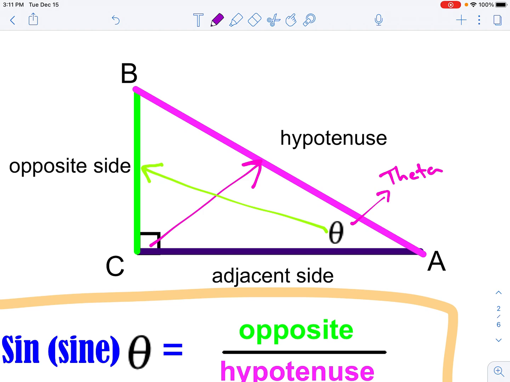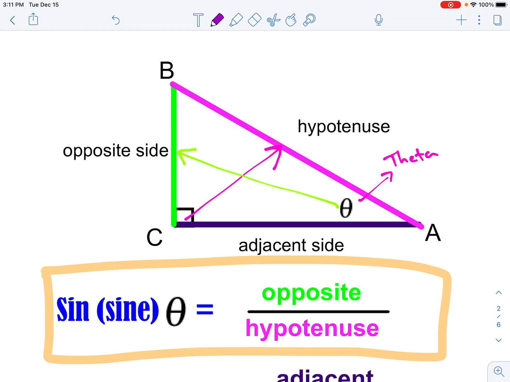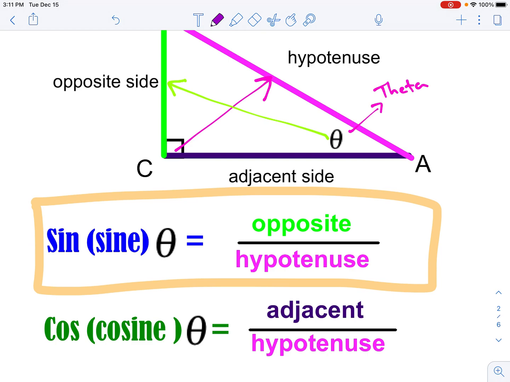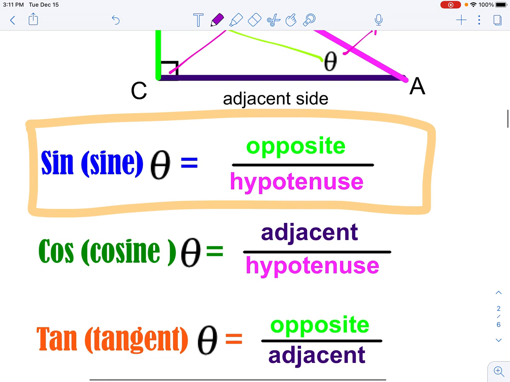That is what you need to be awesome at: just labeling the sides, because everything else will fall into place if you can label the sides correctly. That's what today is about, labeling the sides and writing the ratios out. So the sine is the ratio of the opposite side divided by the hypotenuse. Cosine is the adjacent side over the hypotenuse, and tangent is the opposite over adjacent.